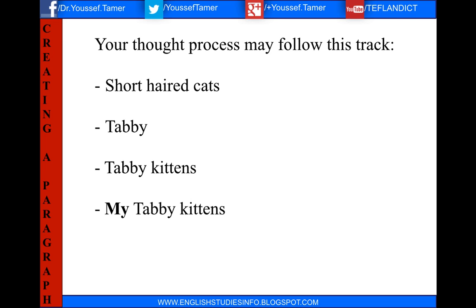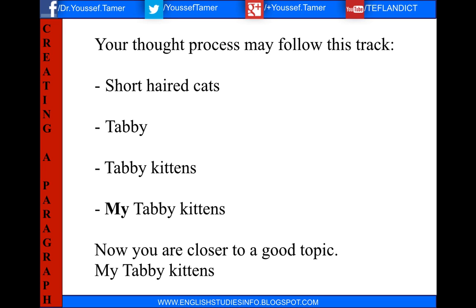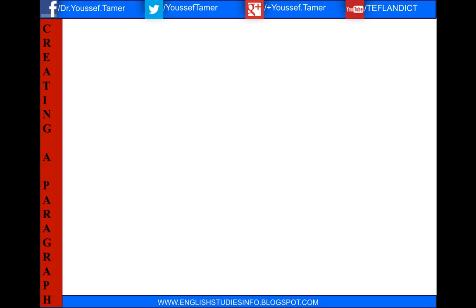So this is a very essential first step in the writing process. Narrowing the topic, limiting the topic. And then you can have something like my tabby kittens as a good topic now. So now we are done with the first stage. You can come up with something concrete to talk about. Now we're going to have some exercises where we can apply this.